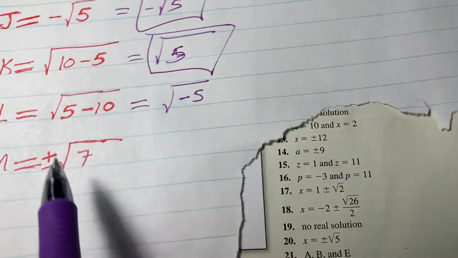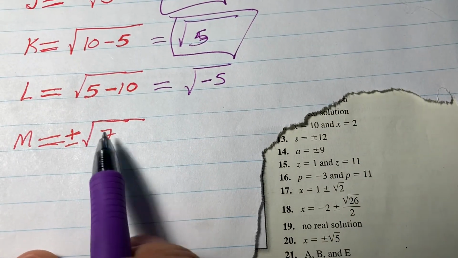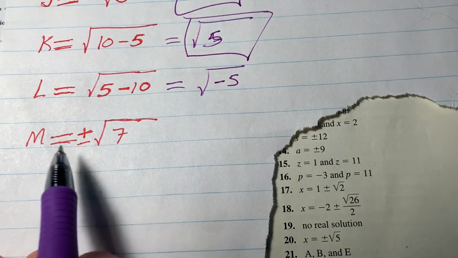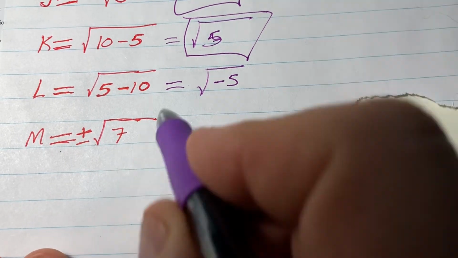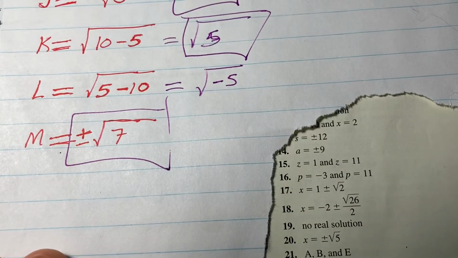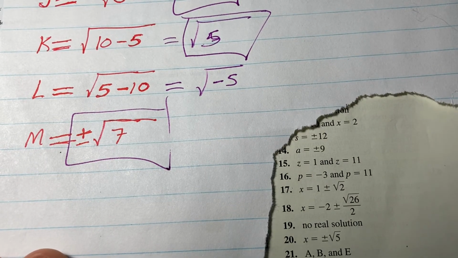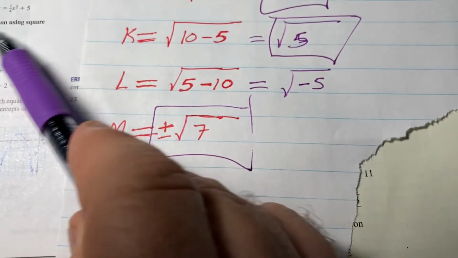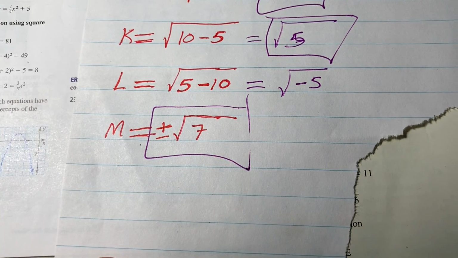Okay. What about this one? Hey, there's no negative inside, so this answer is plus or minus square root of 7. That is your answer. Okay. Be careful when you do these things. That right there is for when you're solving it by square roots.